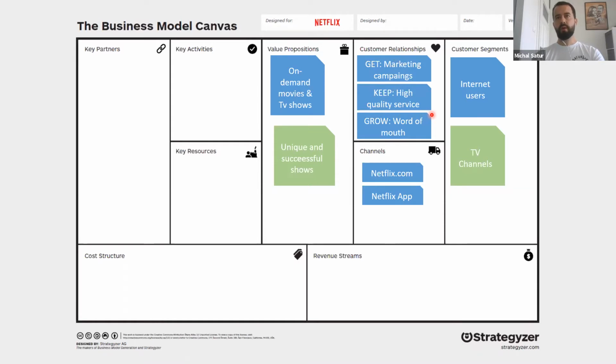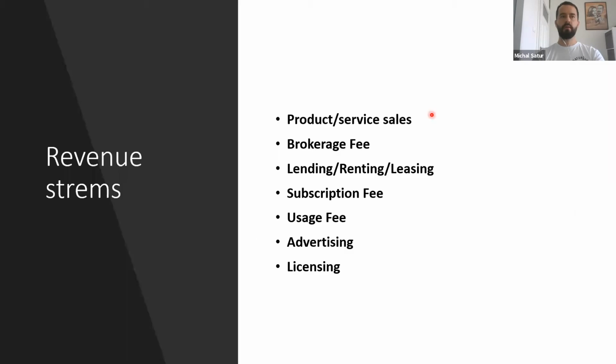Another important part from the right side of this canvas are the revenue streams. You have to know how you are going to monetize your product. You can use the typical system of selling a product or service. You can use brokerage. You can lend or lease your product. You can have a subscription fee, usage fee, advertising, and licensing. These are pretty much the full list of the revenue streams you can have.